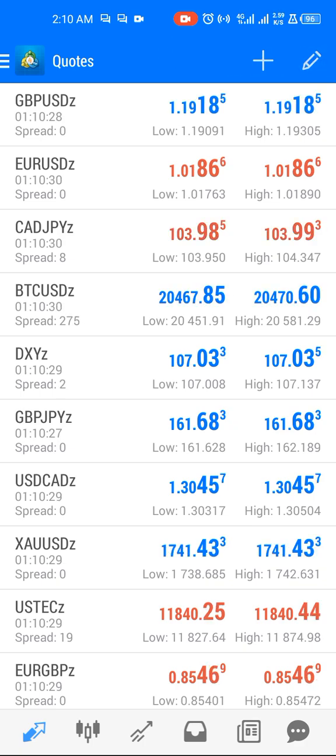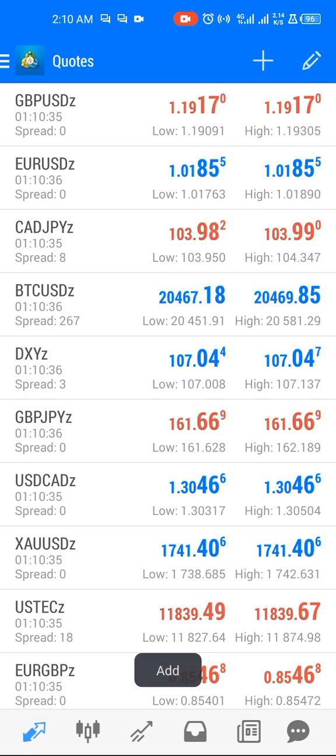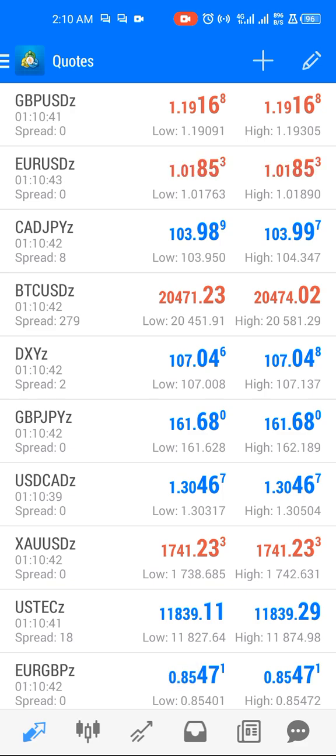You can see this plus and this pencil icon. All right, so this plus icon is to add new quote. You can see when I highlight it, it says add down on the bottom, while this pen is to edit. So add means to add new currency pairs or assets, while edit means to edit what is actually here, remove some or rearrange it. So that's what editing is.